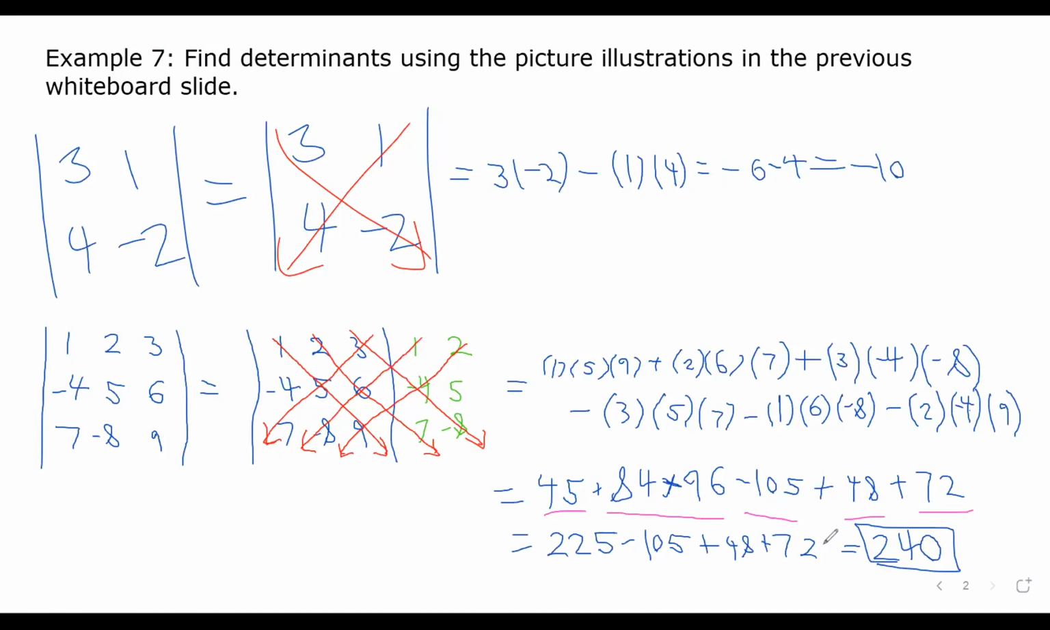Okay, 48 plus 72 is 120. 120 minus 105 is 15. 15 plus 225 is 240. So the determinant of that 3x3 matrix is 240. You could do it without a calculator because you just take the sums and differences of products. All right, and so that's the end of that section.